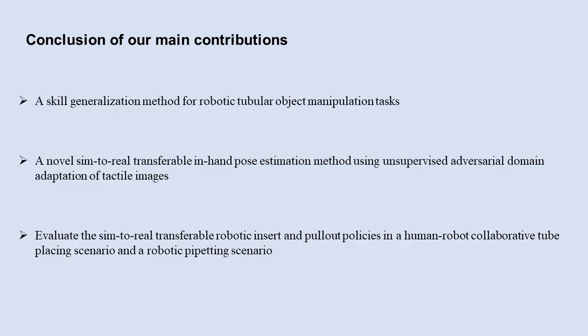To sum up, we propose a skill generalization method for robotic tubular object manipulation tasks. In particular, we present a novel Sim2Real transferable in-hand pose estimation method using unsupervised adversarial domain adaptation of tactile images. Using the in-hand tubular object pose estimation results, the RL-based object insert and pull-out policies learned in a simulator generalize well to unseen real-world in-contact object texture, as well as the Sim2Real domain gaps of the tactile sensor. The proposed method is further evaluated in a human-robot collaborative tube placing scenario and a robotic pipetting for reagent transfer scenario.